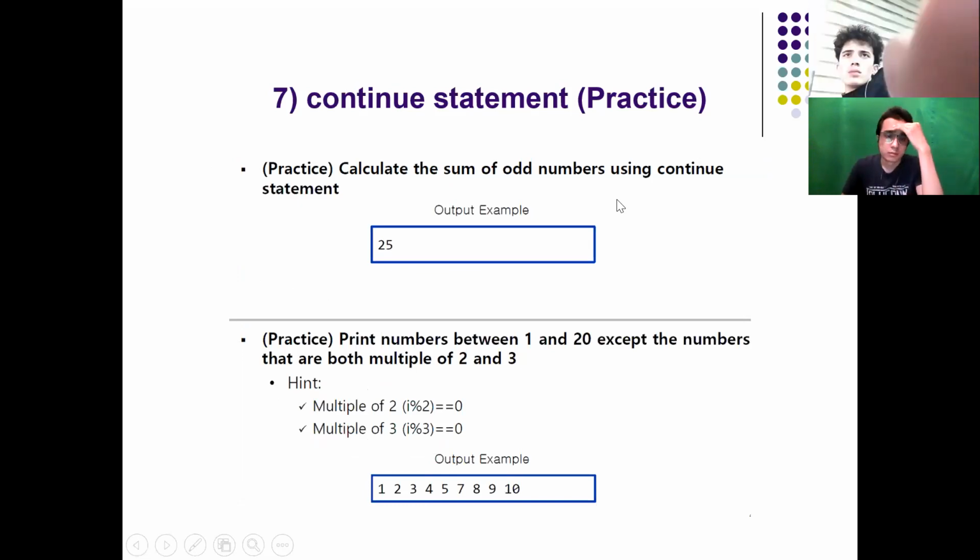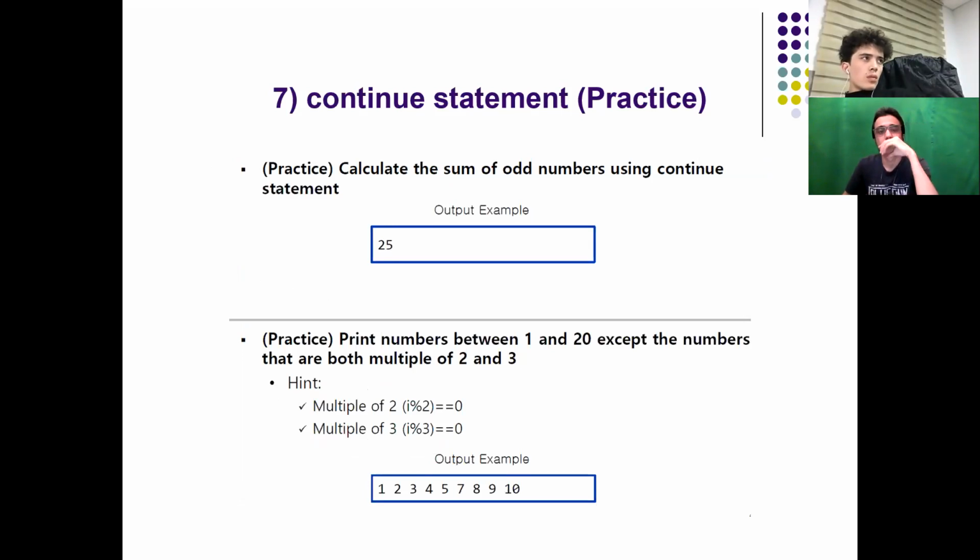Okay guys, use the continue statement to calculate the sum of odd numbers. From 1 to 10. So your loop should run from 1 to 10, and then you should calculate the sum of odd numbers using the continue statement.